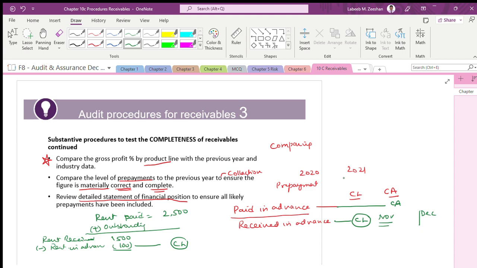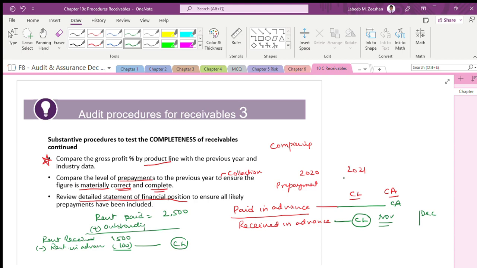Review detailed statements of financial position to ensure that all payments have been included. Prepayments. Is it right? It means you should make a very clear classification whether you have received in advance or you have paid in advance. Sales, basically, you are going to receive. Sales means you are going to receive, whether it is for the current month or for the next month.